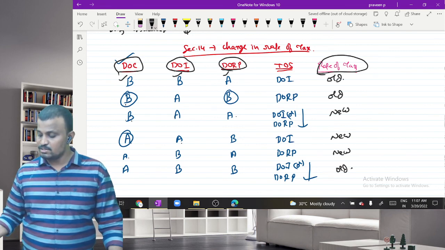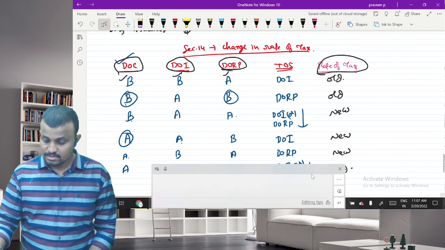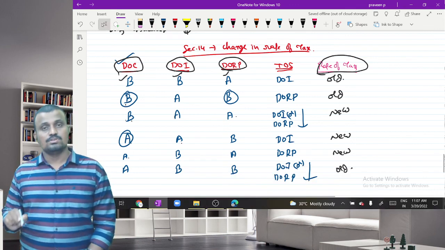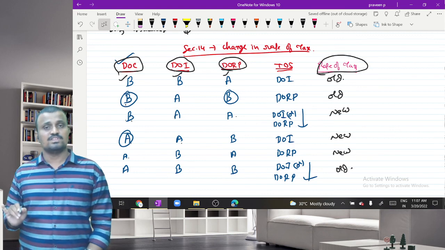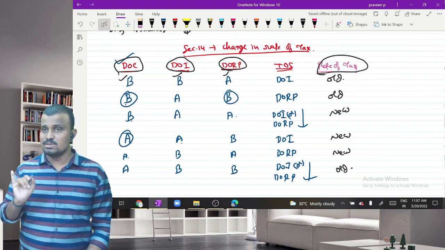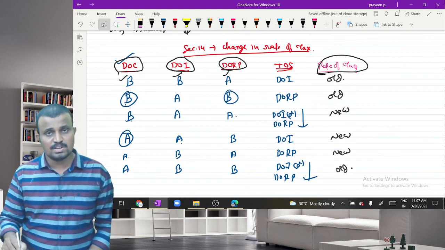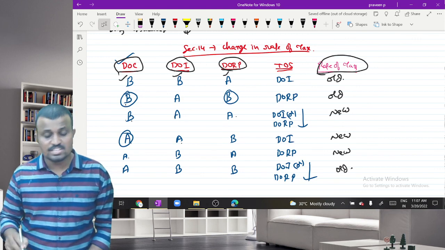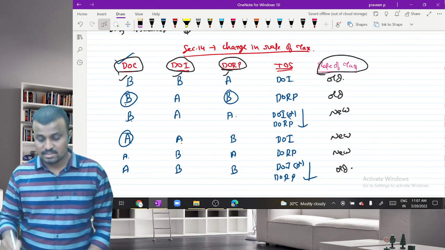So that is relating to time of supply. Section 12 belongs to supply of goods. Section 13 belongs to supply of services. Section 14 belongs to change in rate of tax. Okay. Thank you.